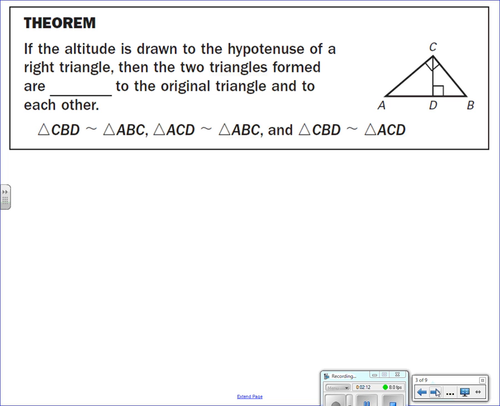This is a theorem. This is a very, very important theorem that's going to help us find some interesting proportions, some interesting geometric means. So the altitude is drawn to the hypotenuse of a right triangle. The two triangles formed are similar to the original triangle and to each other. So what I personally like to do is I like to break these triangles down. I have the big triangle, as I call it, triangle A, C, B.